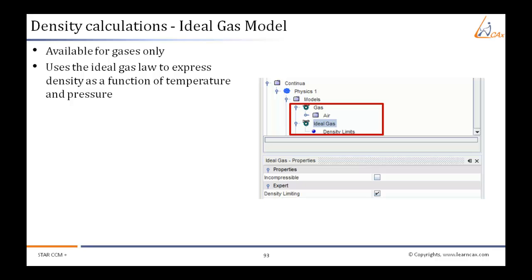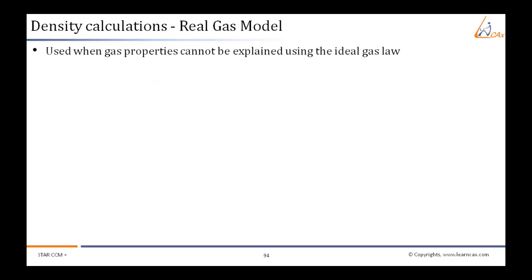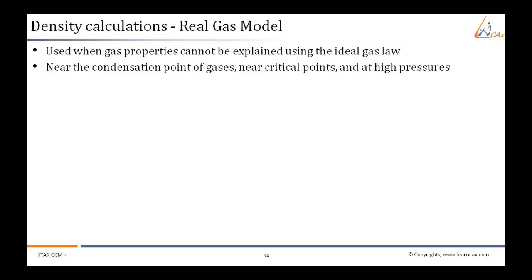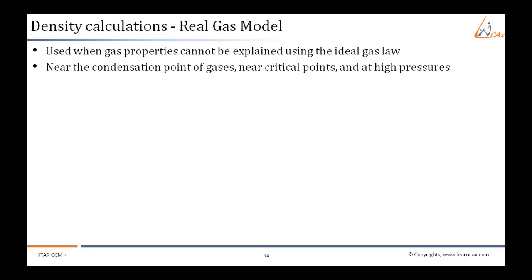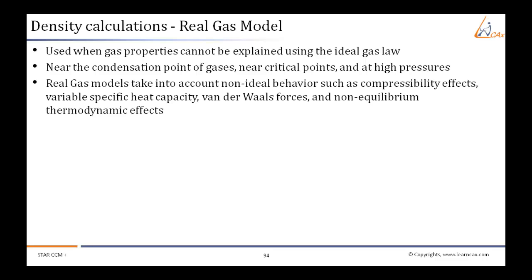There are also real gas models. Real gas models are used in situations where the gas properties cannot be explained using the ideal gas law. For example, near the condensation point of gases, near critical points, and at high pressures. Real gas models take into account non-ideal behavior such as compressibility effects, variable specific heat capacity, van der Waals forces, and non-equilibrium thermodynamic effects.